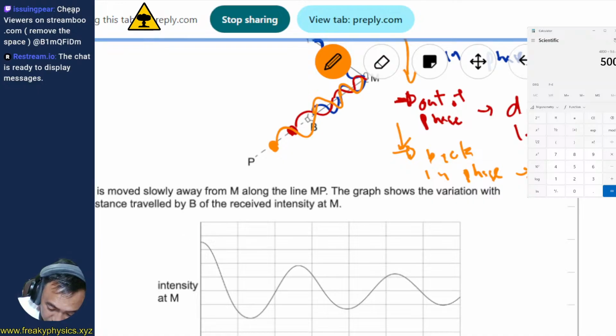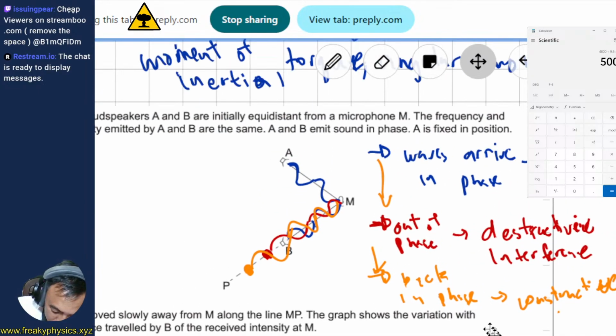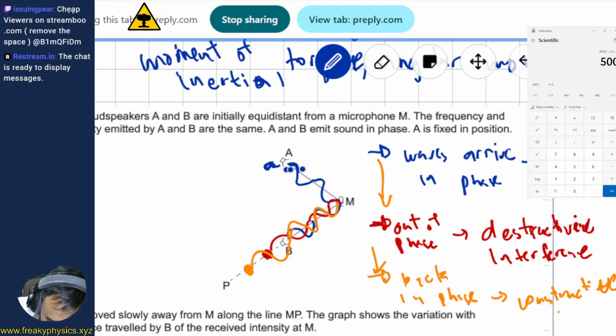So because they're equidistant. Actually, I'm not gonna do it here, I'm gonna do it right here. Let's go back to blue. Let's use the small letter a for amplitude here, amplitude a here, and amplitude a here, right? Now let's say the amplitude here at M is b, just to keep the letters consistent.